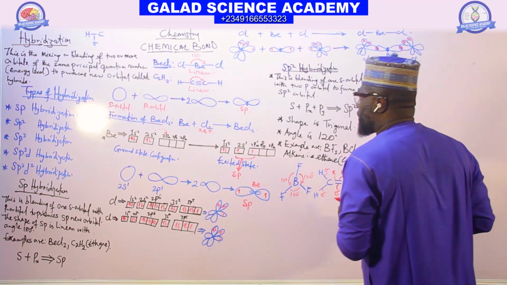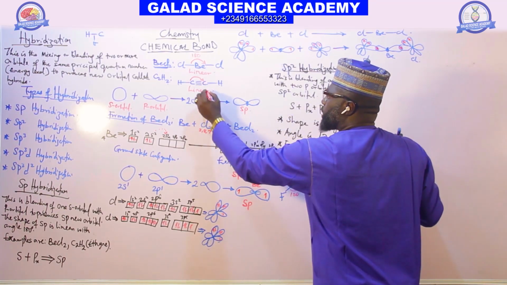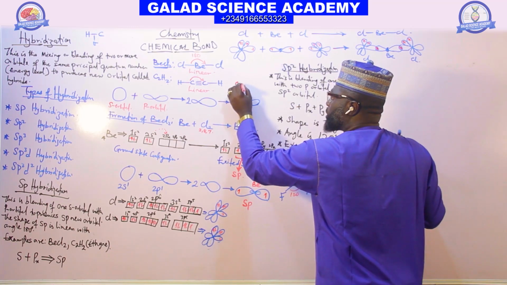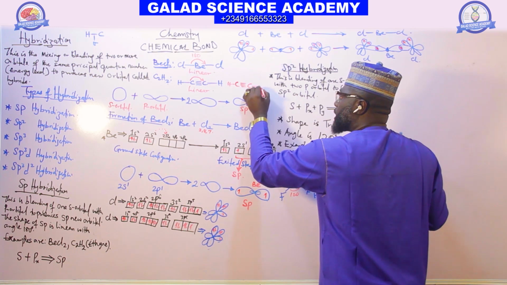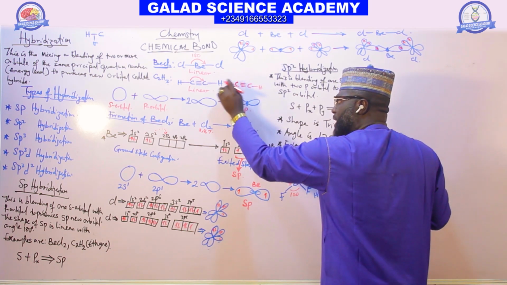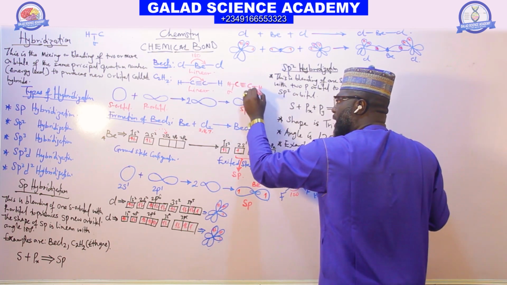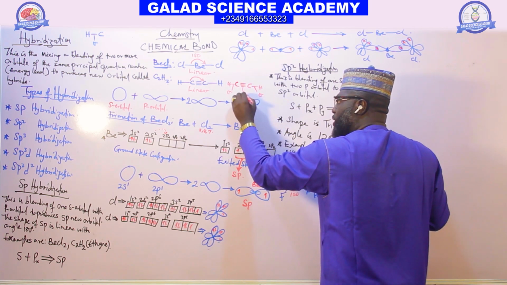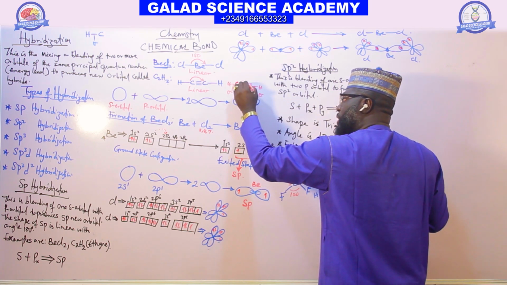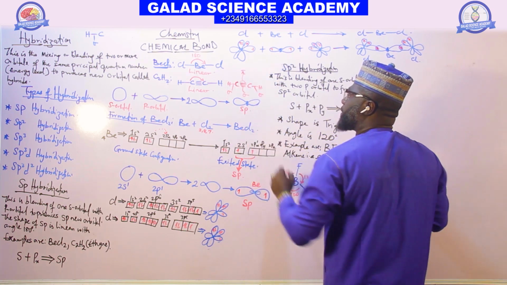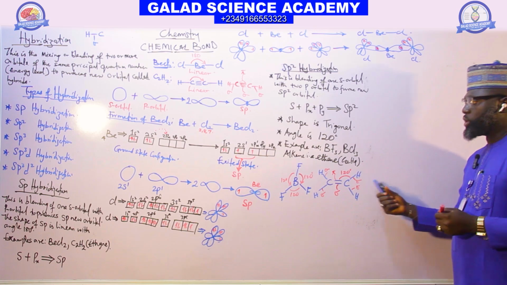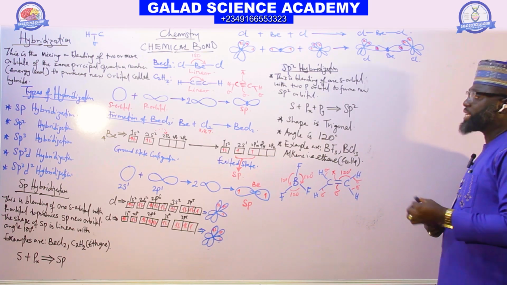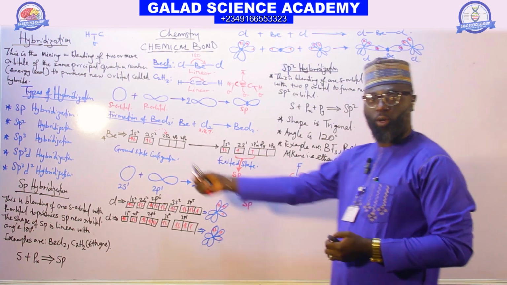Look at this compound now. Here we have a carbon triple bond carbon like this. The bond between carbon and hydrogen here is sigma. This one down is also sigma. The remaining two up here are pi. So this is sp. Now the next one is sp3 hybridization.